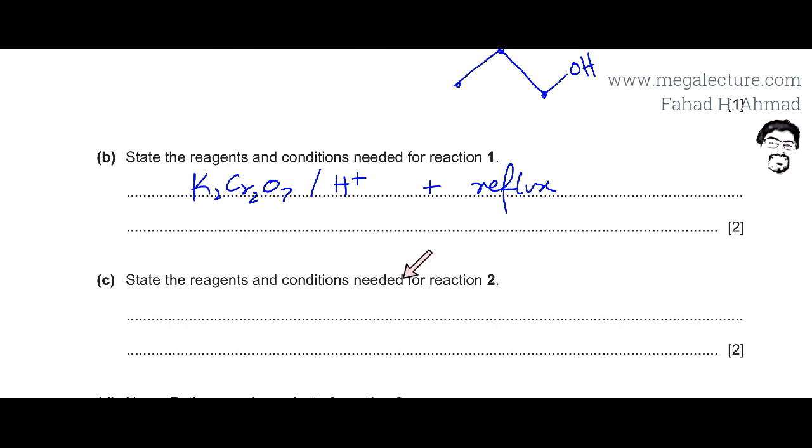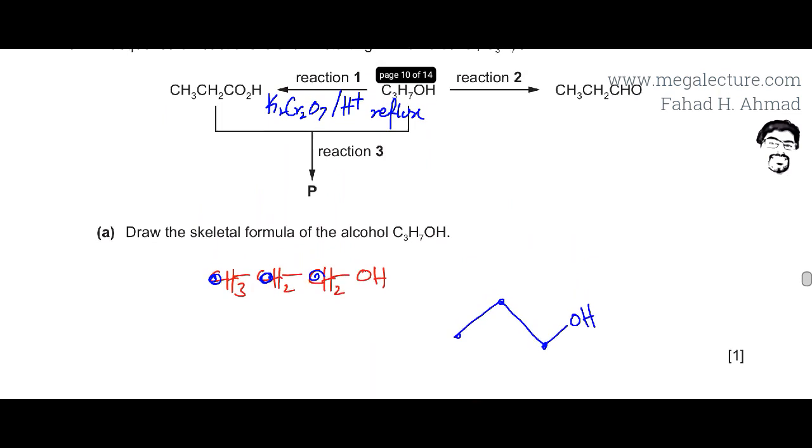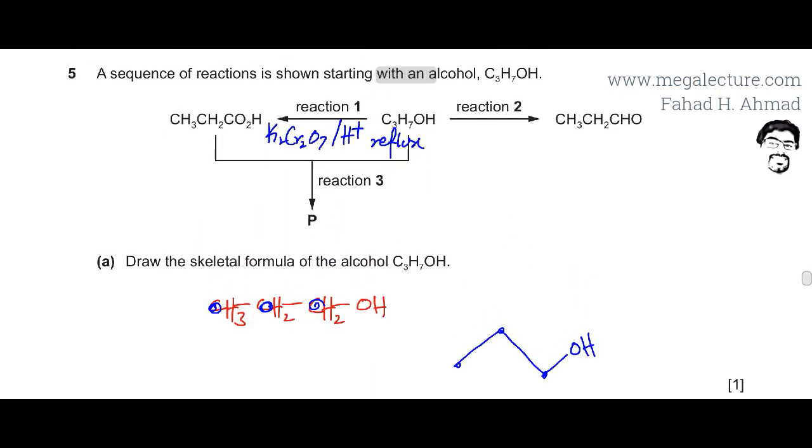Next is state the reagents and conditions needed for reaction 2. If you go back and have a look at reaction 2, it is the same reaction as reaction 1, except that the alcohol is not completely getting oxidized. It's getting oxidized to an aldehyde, and it should get oxidized to a carboxylic acid, but the reaction has stopped at an aldehyde. The reagents are going to be exactly the same. You're oxidizing an alcohol, but you're preventing the complete oxidation.